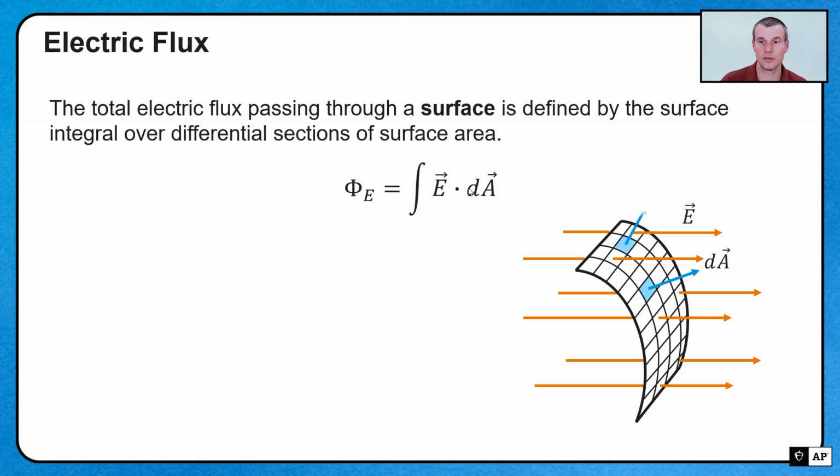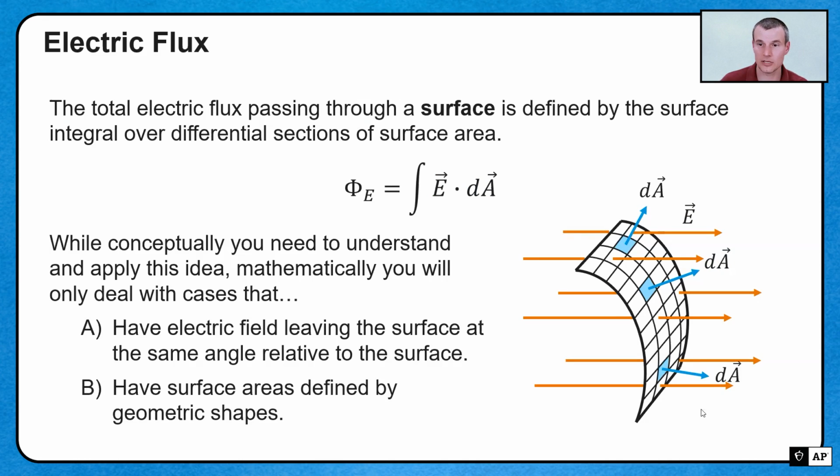But here's what makes this tricky. There's that area element, and there's that area element. Depending on which one I pick, the angles are going to change. So conceptually, you need to understand that the flux going through all those different surfaces is going to have to be the same. But for this equation, you're only going to work with ones that leave the surface at the same angle, so that this dot product doesn't vary as a function of dA. That's a good thing. Or a surface area defined by geometric shapes that do have changing angles, but you can very easily find what those shapes are, whether it's a triangle or a cube or whatever the case might be.